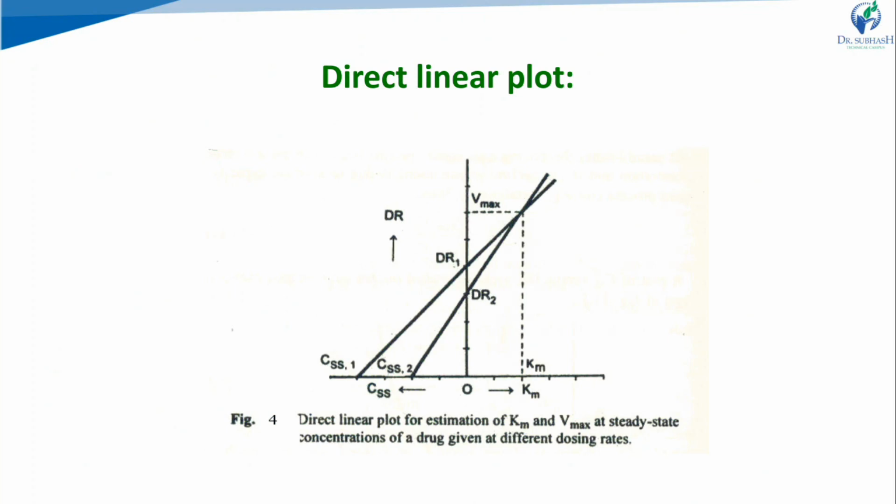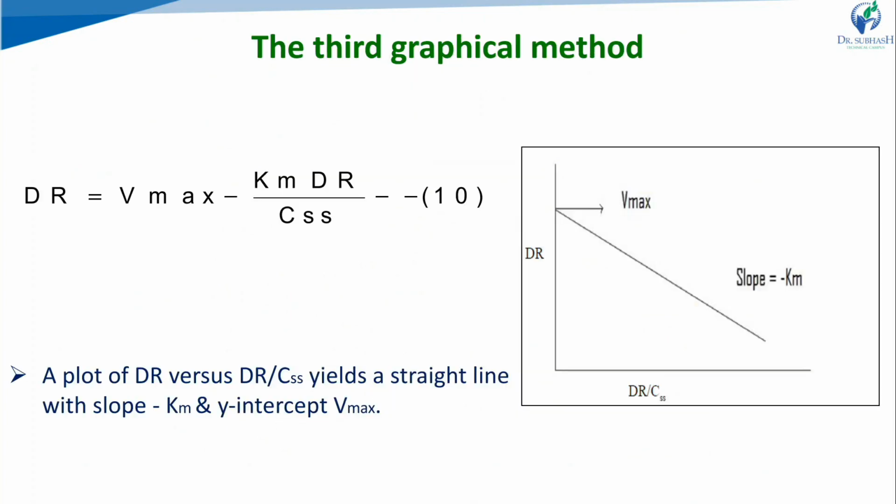So in that graph we have to see the pair of steady state concentrations 1 and 2, obtained with two different dosing rates, DR1 and DR2, that are plotted. The points CSS1 and DR1 are joined to form a line, and a second line is obtained similarly by joining CSS2 and DR2. The point where those two lines intersect each other is extrapolated on the DR axis to obtain Vmax, and on the x-axis to get the Km. So from both the lines, DR1 and DR2, where they touch, then extrapolated to the x-axis and y-axis, we can get both the values of Vmax and the Km.